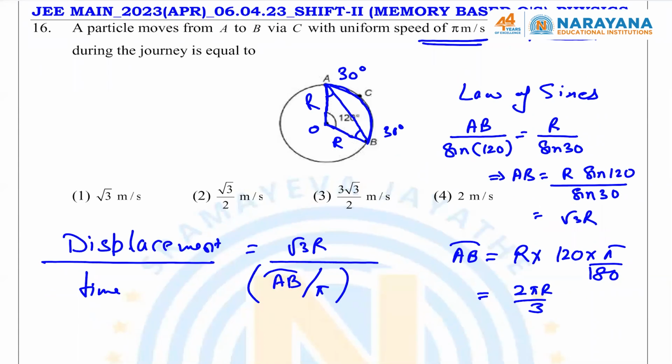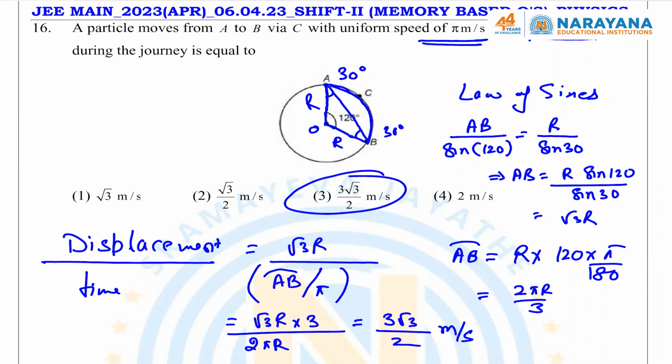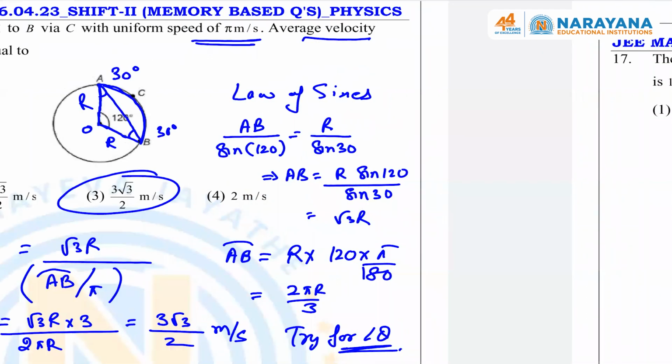So we'll fit in the values. This is root 3r over 2 pi r by 3. So the answer is 3 root 3 over 2 meter per second. So this one. You can try this for a general angle theta. Instead of taking angle 120 degree, try for angle theta. All right, let's go on to the next one.